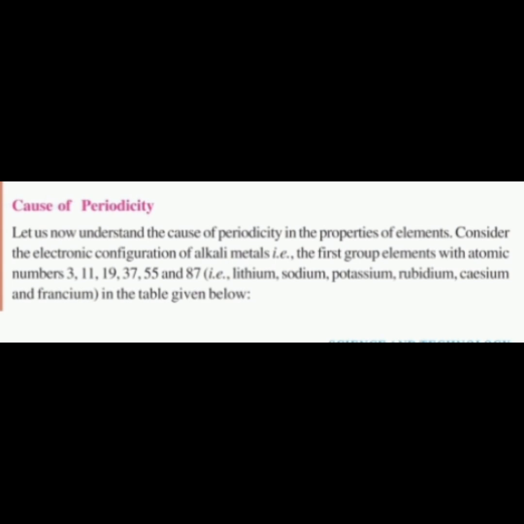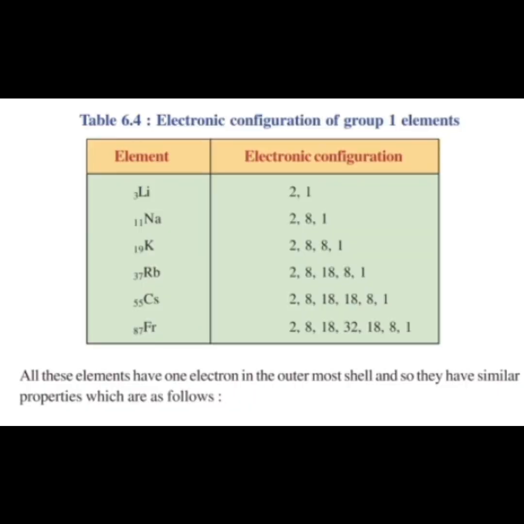Let us now understand the cause of periodicity in the properties of elements. Consider the electronic configuration of alkali metals, the first group elements of atomic number 3, 11, 19, 37, 55 and 87, that is lithium, sodium, potassium, rubidium, cesium and francium in the table given below. So there are some properties given in the table. Let us discuss it. So elements: Li means lithium, Na means sodium, K means potassium, Rb, that is capital R, small b, means rubidium, then capital C, small s means cesium, and capital F, small r means francium.